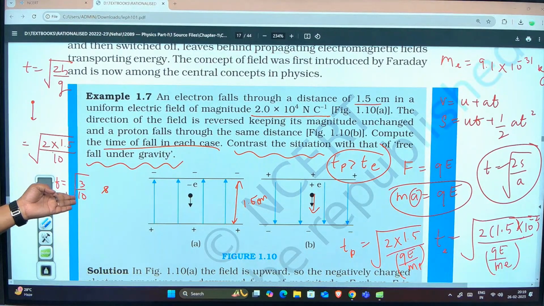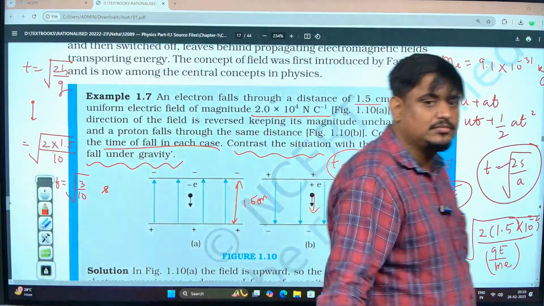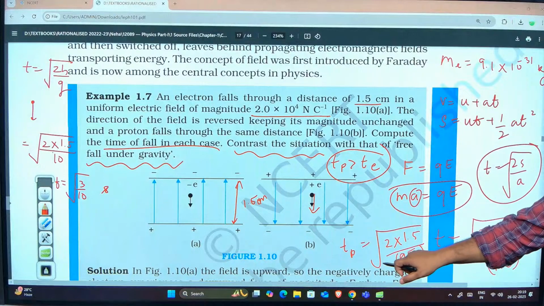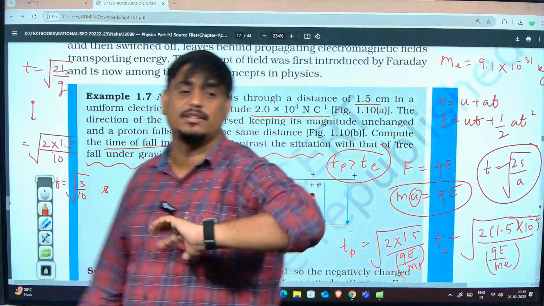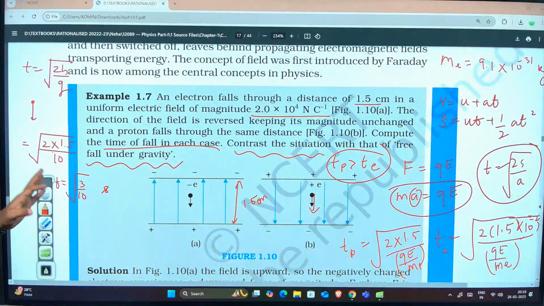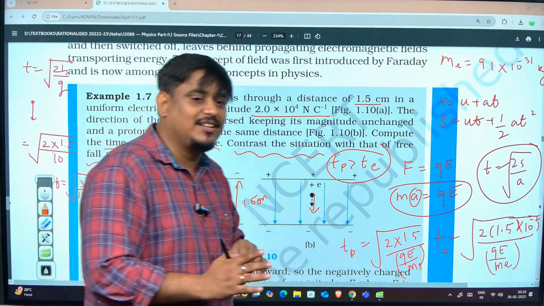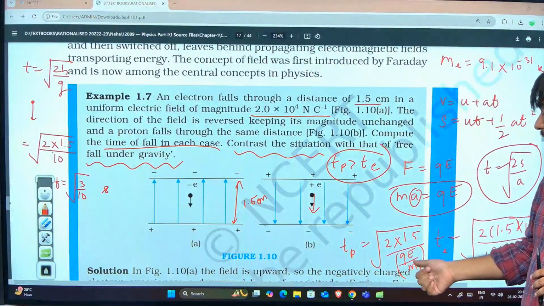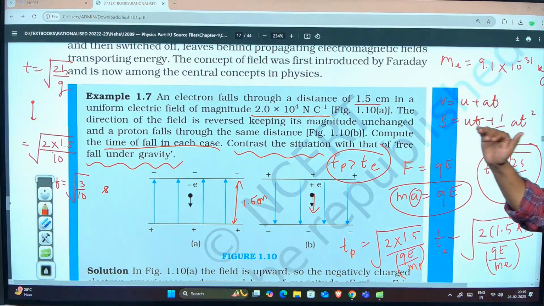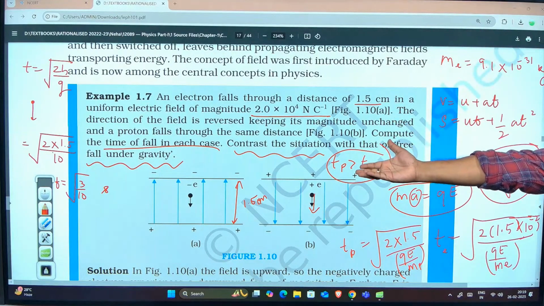This value will be root over 0.3, something very small. The other value, if you solve it, will be much more than this. So the effect of gravity can be neglected. I'll repeat it, you have to be in the class. Time taken for a free fall is very small, root over 0.3. But the time taken by the proton, without considering gravity itself, is going to be a huge value.